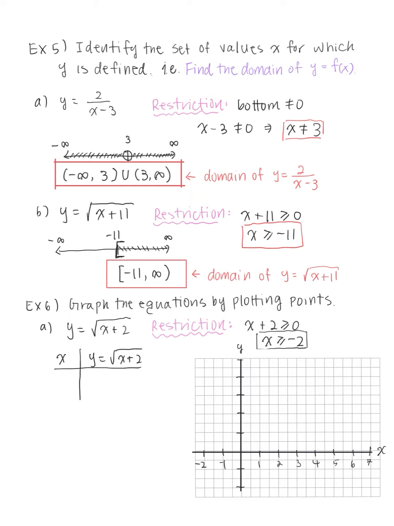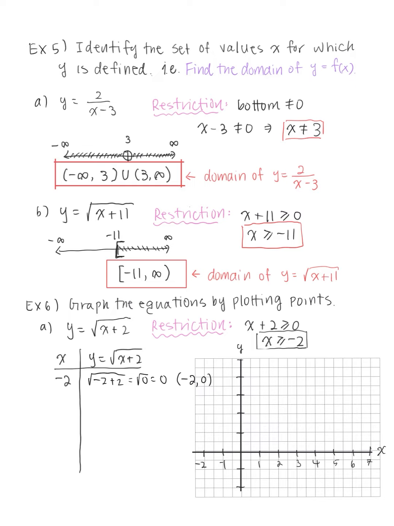And here we go. We know for sure that we're going to start from x equals negative 2. So when x is negative 2, what are we going to get? That's going to be negative 2 plus 2, which gives us the square root of 0, which is 0, which means that we're going to be plotting negative 2 comma 0. Okay, so now let's go with the next value.